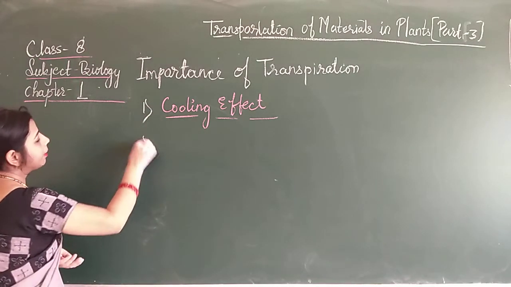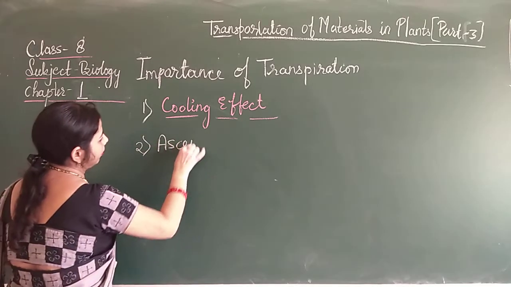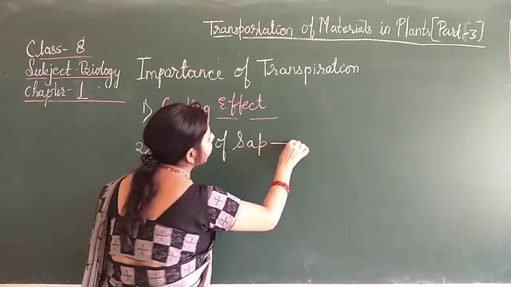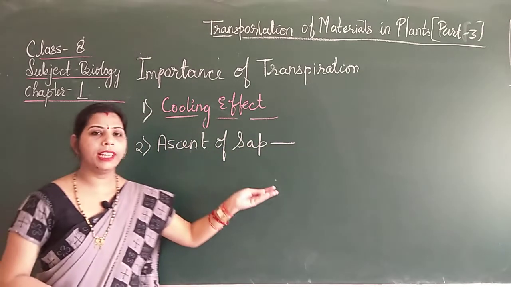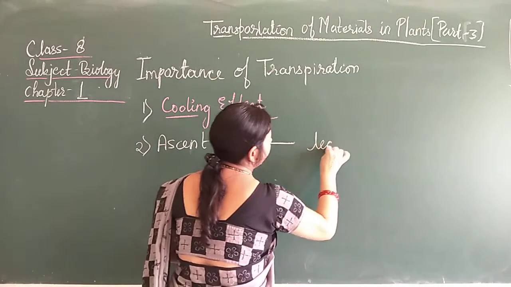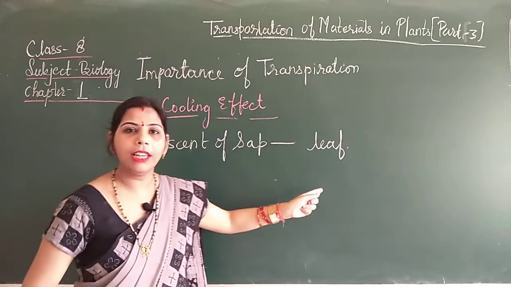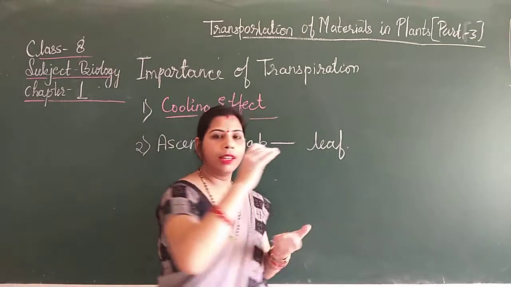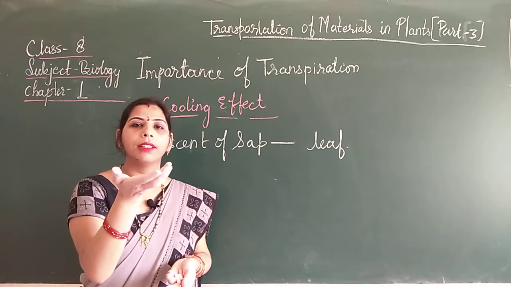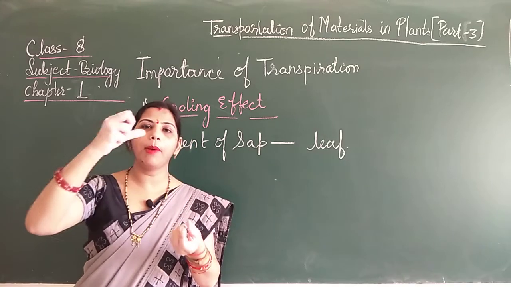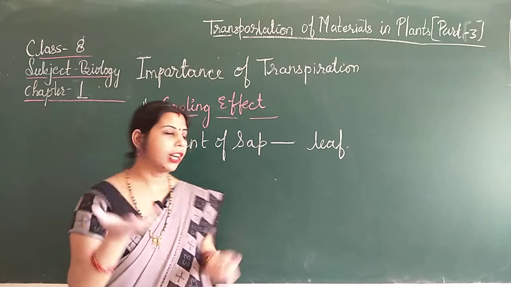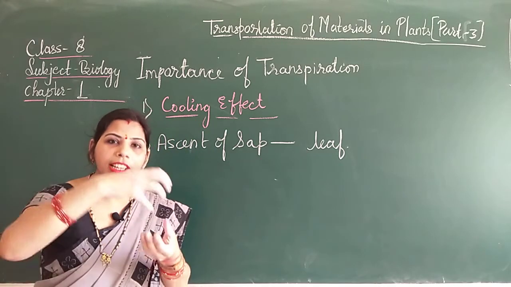The second, it helps in the ascent of sap. How does it help in ascent of sap? It is an important thing, because when water is lost from the leaf, the leaf has a lower amount of water, due to which it pulls the water upward because of osmosis. Water moves upward from where there is maximum to where there is less amount. That means due to the less amount of water, it creates a suction.